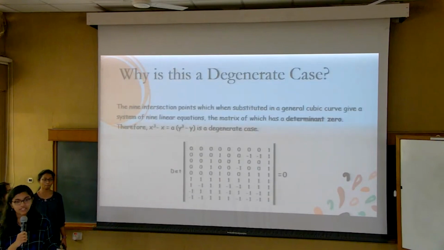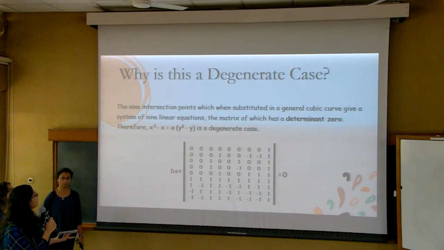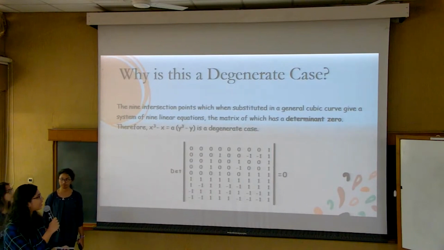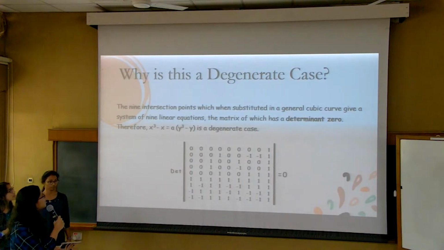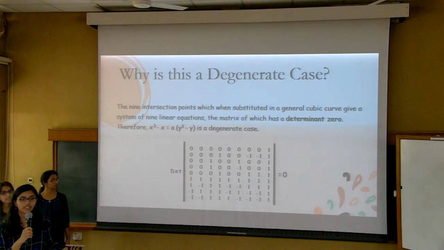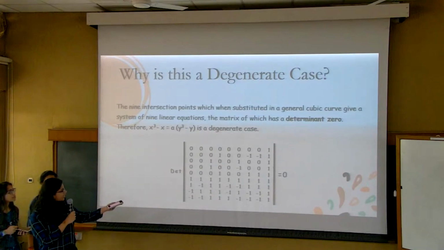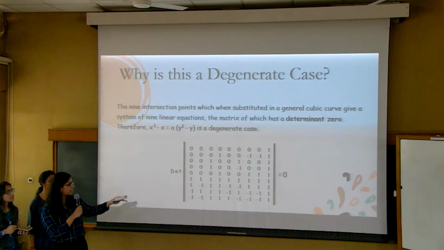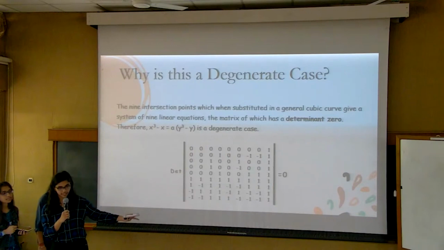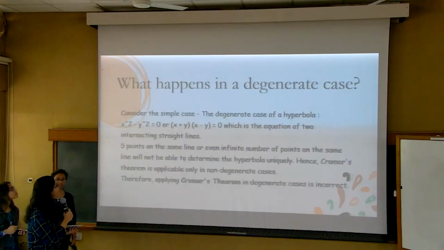Why is this a degenerate case? Let's look more closely at what those are. The 9 intersection points, when substituted in a general cubic curve, give us a system of 9 linear equations, the matrix of the coefficients of which has a determinant of 0. This is a degenerate case. As you can see, the second to last and the third to last columns are essentially the same. Therefore, the det is equal to 0, if anyone wants to verify.